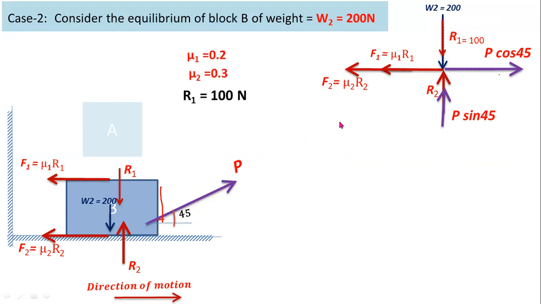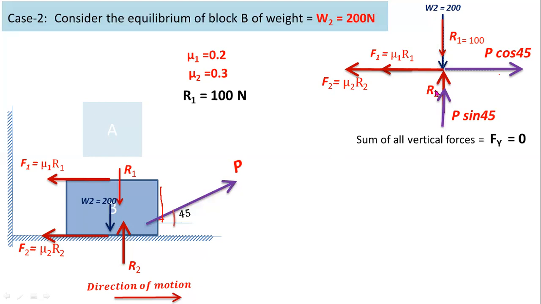Now resolve all the forces normal to the plane. So here mu1 equal to 0.2, that is the friction between A and B, and mu2 equal to 0.3, that is the coefficient of friction between the floor and block B. From case 1, the reaction force R1 equal to 100 newtons. This value is obtained from case 1. Substitute these three values in the free body diagram.